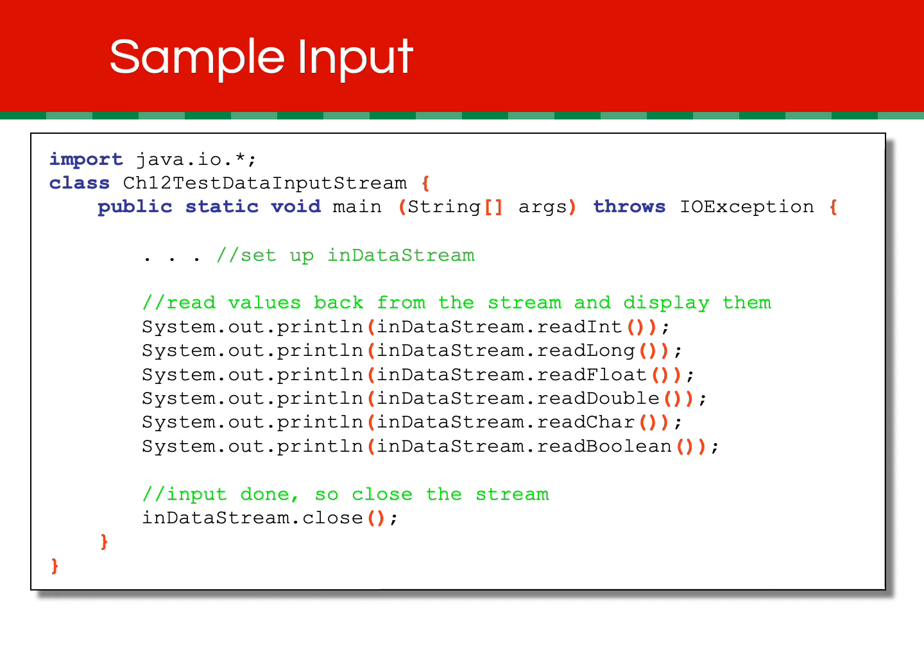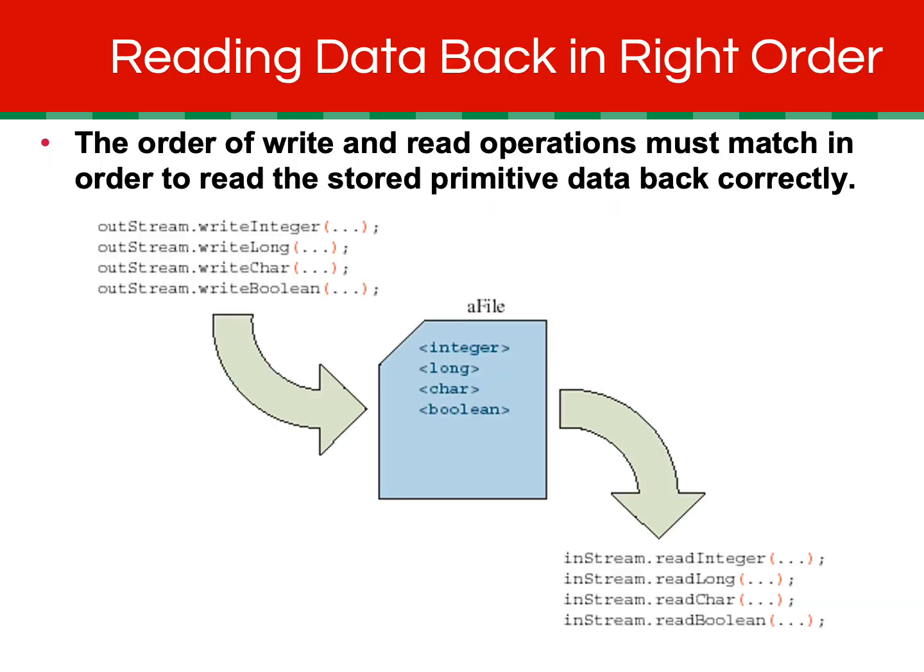If you look at this code, our first System.out.println is reading the int value. That is because when we saved it previously, we had an int value. Then the next lines read long, and then float, double, char, and also boolean. That is the exact order in which we saved it previously. The order of write and read operations must match in order to read the stored primitive data back correctly. Otherwise, we might get different output.